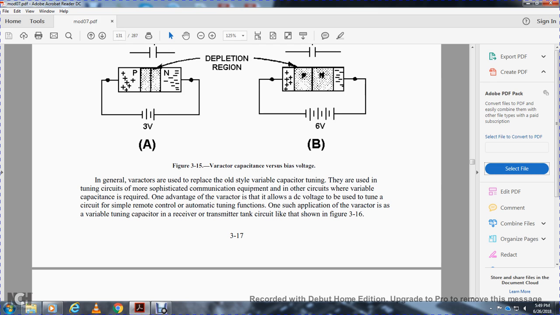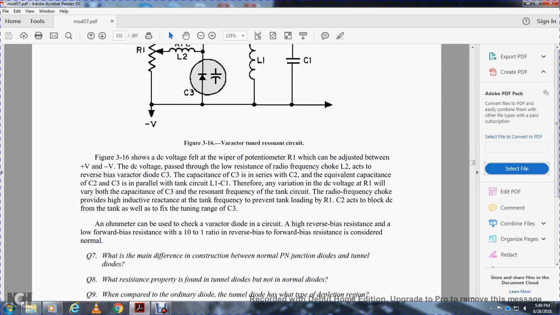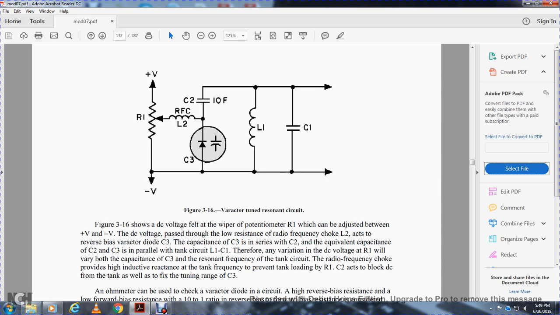transmitter tank circuit like the one shown in figure 3-16. Figure 3-16 shows the varactor tuning circuit. You have your inductor coil, capacitors 1 and 2, your varactor, the RFC and a resistor. Figure 3-16 shows the DC voltage from the wiper of the potentiometer, resistor 1, which can be adjusted between positive and negative voltage.